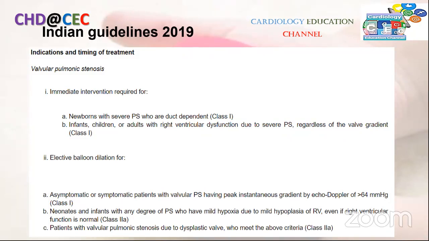And the third category of elective balloon dilatation is patients with valvular pulmonic stenosis due to a dysplastic valve who meet the above criteria. That's class 2A.